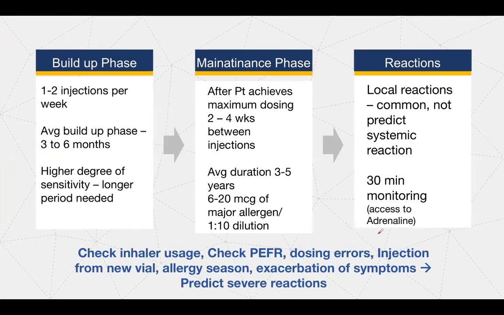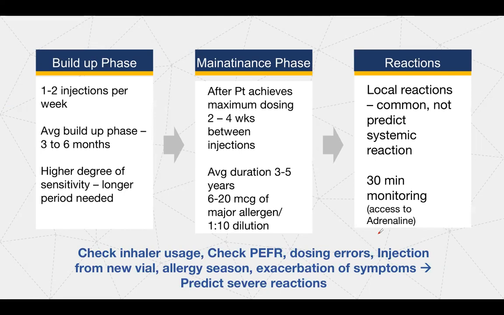So when we talk about allergen immunotherapy, there is one phase that is the build-up phase. Generally, we use 1 to 2 injections per week. Mainly 3 to 6 months will be taken for the build-up phase. Sometimes we take up to 9 months also in some cases. If a higher degree of sensitivity is there, we need a longer period to reach the maintenance phase.